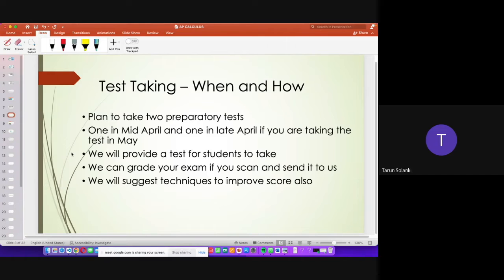Fifth one is they will suggest techniques to improve scores also. So when you join live classes, we'll tell you how to solve the problems and what your mistakes are. So all these things we're going to discuss in the live lectures.